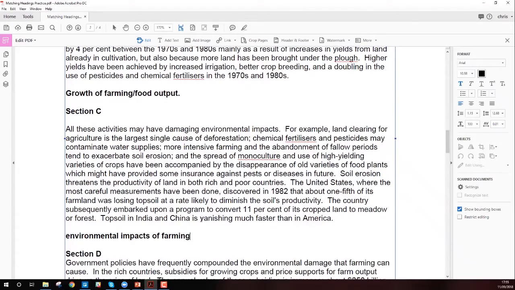Why am I so quick to do that? Because they told you what it was in the topic sentence, and then they just gave you lots and lots and lots of examples. So by scanning, you're talking about land clearance, fertilizers, all of these different things, soil erosion. It's all just environmental impacts. It's just talking about the same thing over and over again. So let's move on.